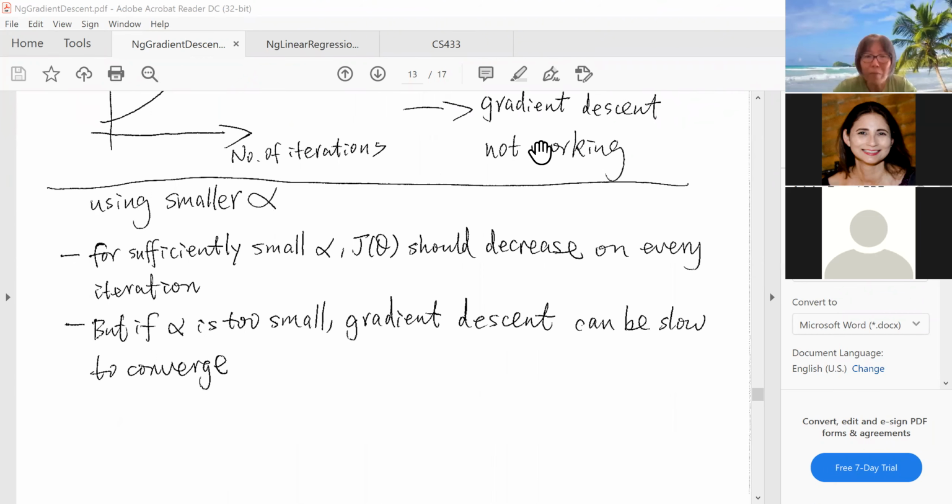Here it's using a smaller learning rate: for a sufficiently small learning rate, the cost should decrease on each iteration. But of course, if you pick one that is too small, that's also not preferable, because gradient descent can be very slow.